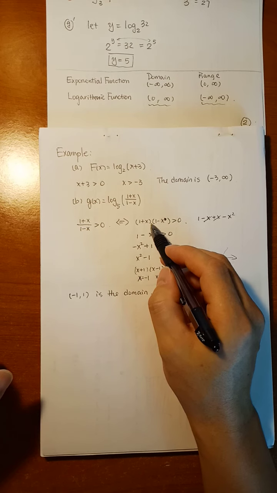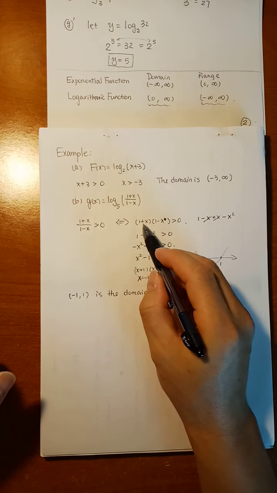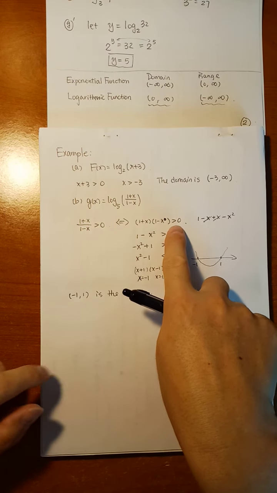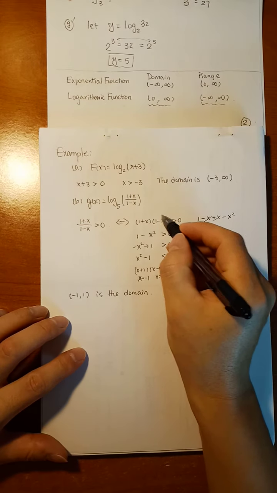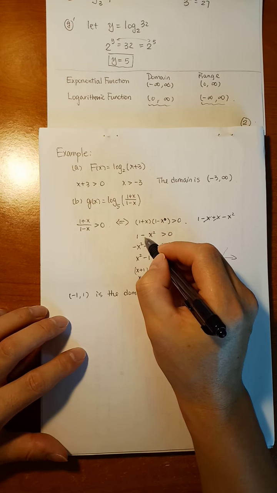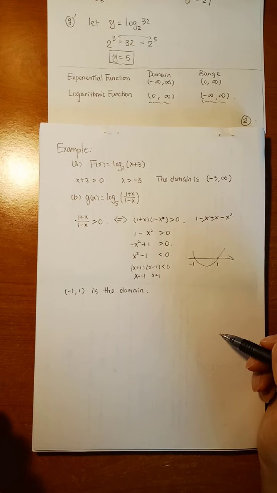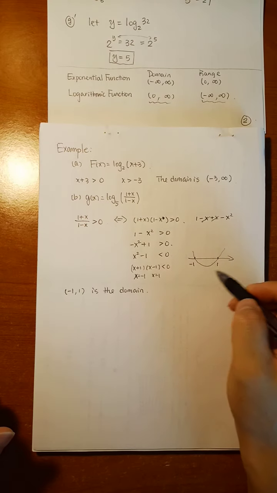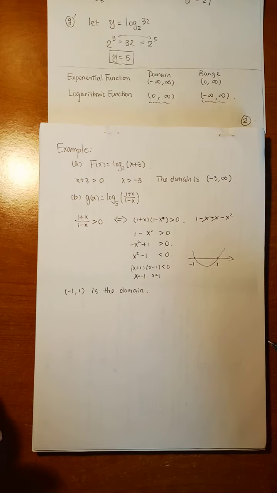Also, from here you cannot say 1 minus x gives you 1, 1 plus x gives you -1, then it is greater than 0, so it's greater than 1 or less than -1. That's wrong, because this product has a negative leading coefficient. You must have a positive leading coefficient in order to recall the graph and find the answer.